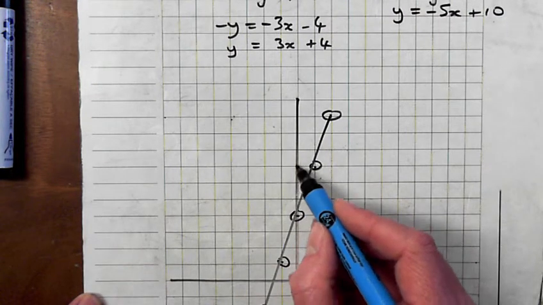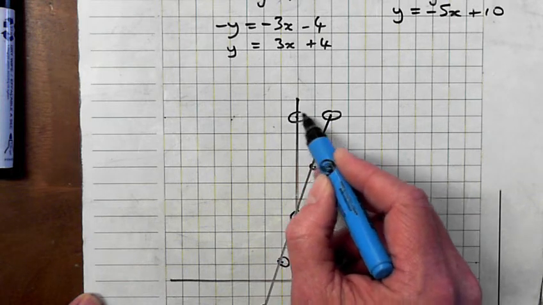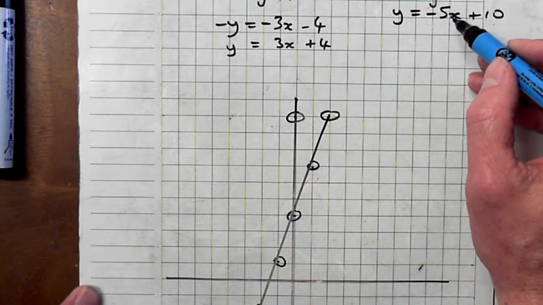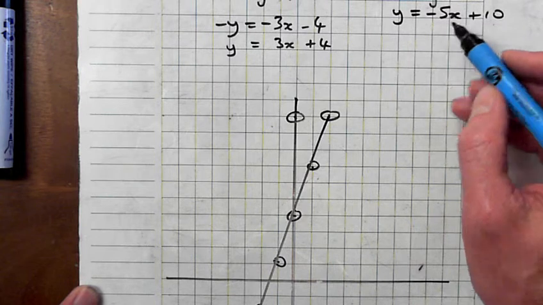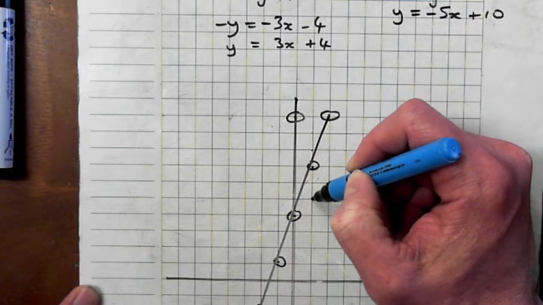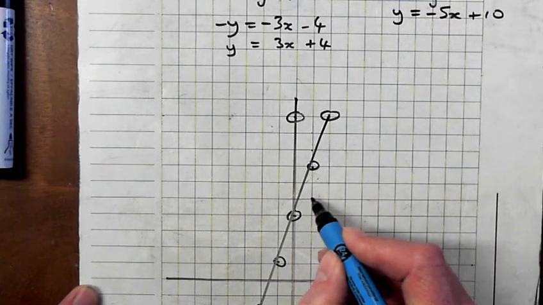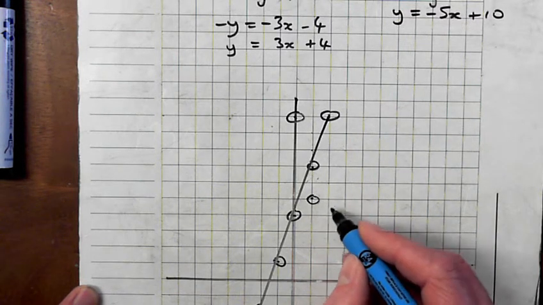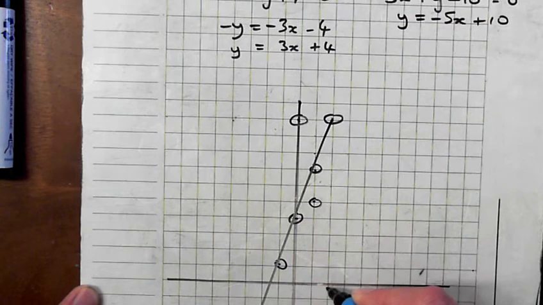This one over here, we start at 10. 4, 5, 6, 7, 8, 9, 10. And the slope is minus 5. So that means right, down 5. 1, 2, 3, 4, 5. Right, down 5. 1, 2, 3, 4, 5.